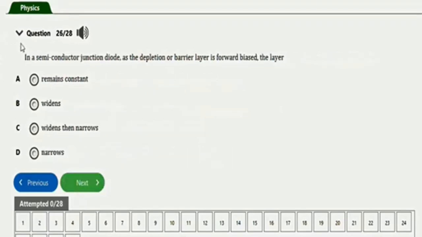It says in a semiconductor junction diode, as the depletion or barrier layer is forward biased, the layer basically remains constant, widens, or narrows. The right option is option D, which is narrows. Very important. Next question will be this one.